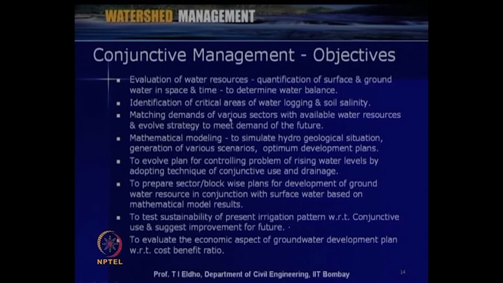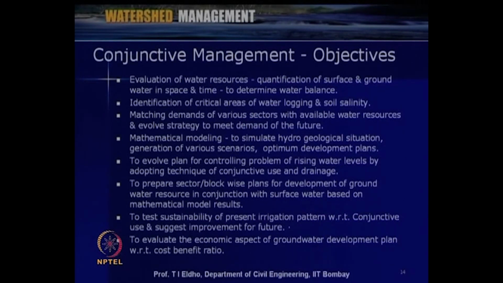Then matching the demands of various sectors with available water resources and evolving strategies to meet the demand of the future. So, we have to make appropriate plans so that the present and future demands can be met using conjunctive management plans. Most of the time, as far as surface water is concerned, we can estimate the availability, but for groundwater it is very difficult to estimate how much water is available. So, we have to go for mathematical modeling.